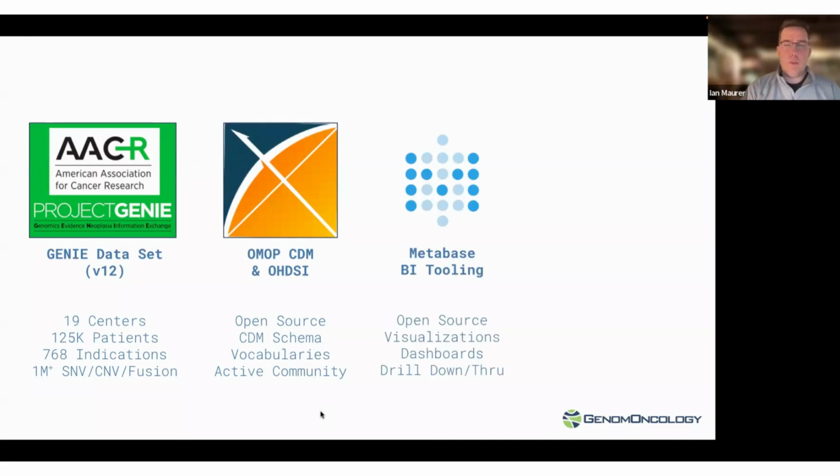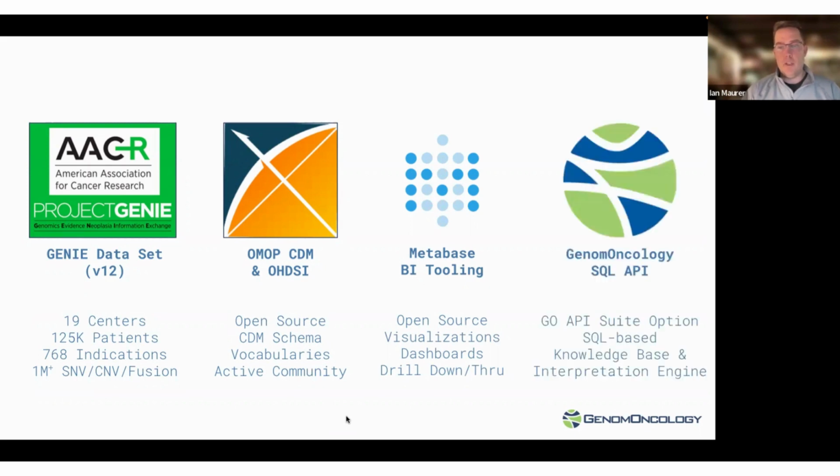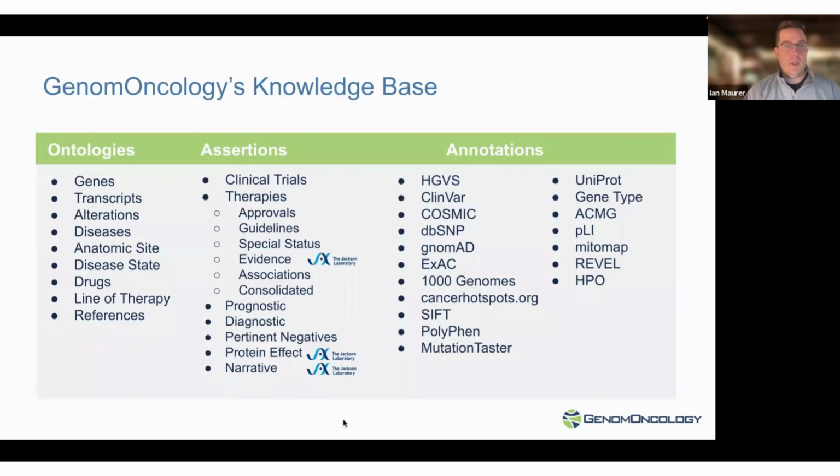We're going to be using an open source business intelligence tooling platform called Metabase. It provides visualizations and dashboards and drill through and drill down capabilities. And then GenomOncology's Go API suite, which allows for the integration of knowledge and interpretation of variants and recommendations of clinical trials and therapies along with other knowledge.